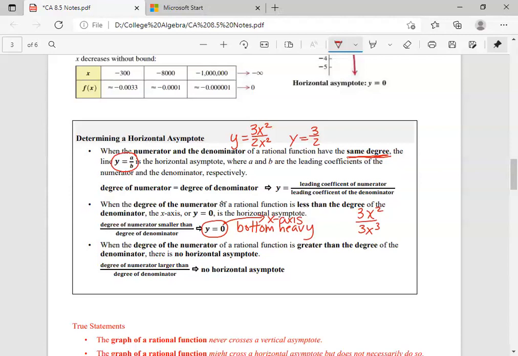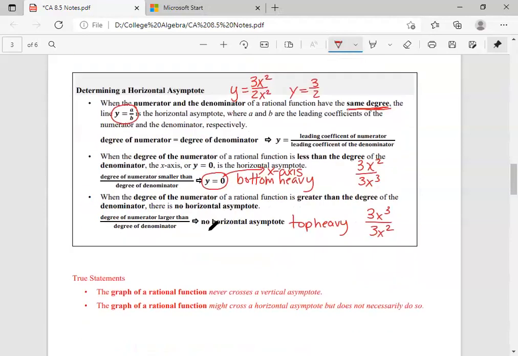If the degree of the numerator is larger than the degree of the denominator, which is going to be top heavy, then we don't have a horizontal asymptote at all. So if it was 3x to the third over 3x squared, we don't have a horizontal asymptote because it's top heavy. So those are the examples you kind of need to remember. We're going to go slow on trying to remember this, but this is a good place to go back and look to help you. The graph of a rational function never crosses a vertical asymptote, but sometimes it does cross a horizontal asymptote, is what this is saying.